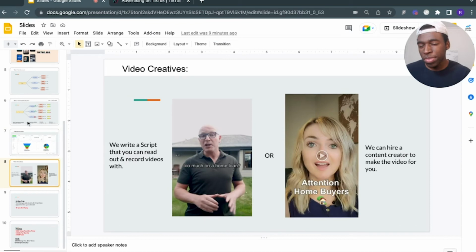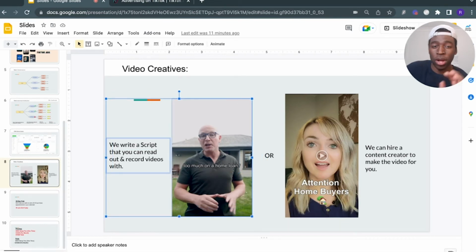Now, something really important when it comes to TikTok is having the right video creatives. So option number one is that you can actually make the video by yourself. And this is more if you're confident being in front of a camera, you don't mind recording yourself, then this is definitely the best and the cheapest option.